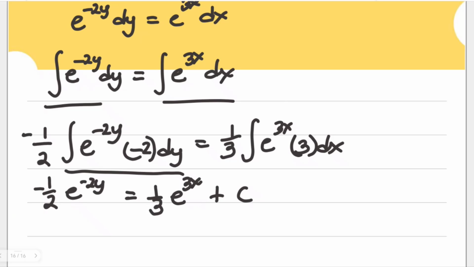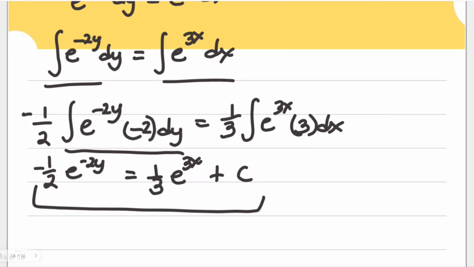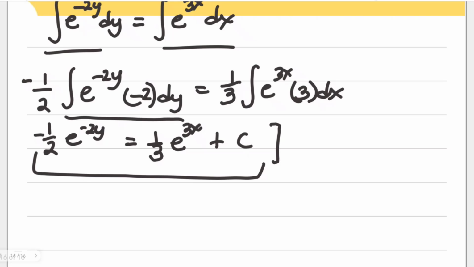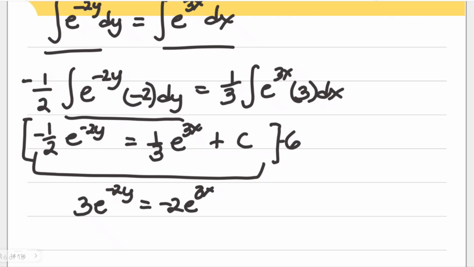Actually, this is already acceptable, but if you don't like fractions, you can multiply all terms by, let's say, 6 or negative 6, because you would also like to make the numerical coefficient of e to the power of negative 2y positive. So negative 6 times negative 1/2 is positive 3 e to the power of negative 2y. Your right-hand side will become minus 2 e to the power of 3x, and of course you will have minus 6c here.